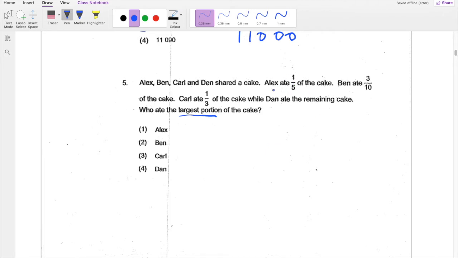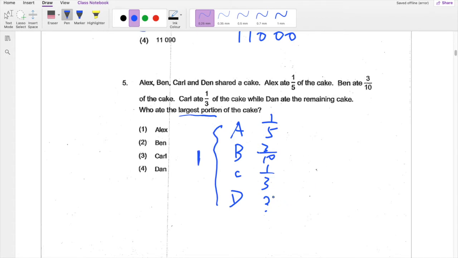So the portion Alex ate is 1/5. And Ben is 3/10. And Carl is 1/3. So how about Dan? Well, we know that the sum of the cake is 1, right? So we use 1 minus the portions of Alex, Ben, and Carl, then we can get Dan's portion, right? But how to subtract?